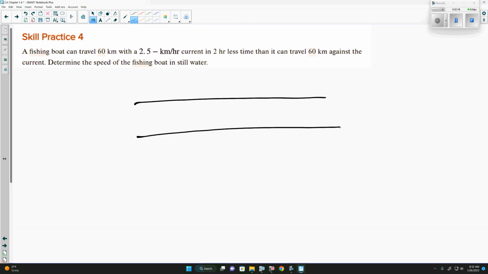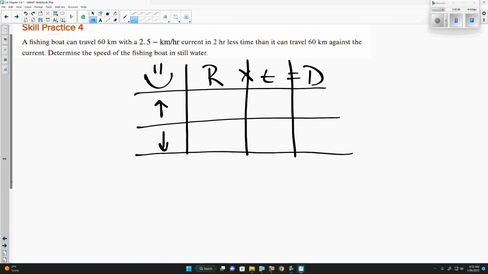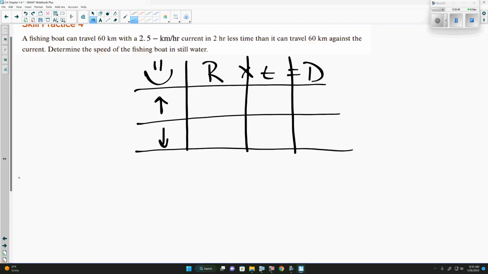So we can see another one of these. Upstream, downstream, current, rate.